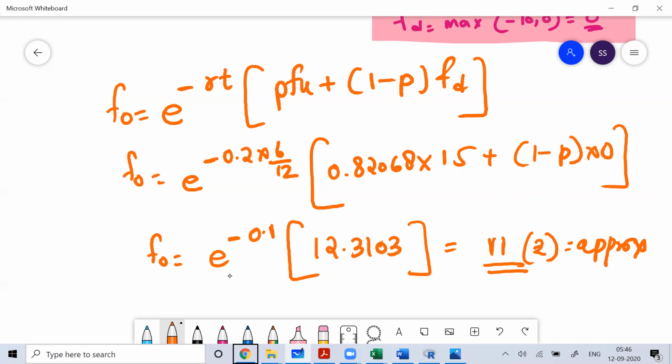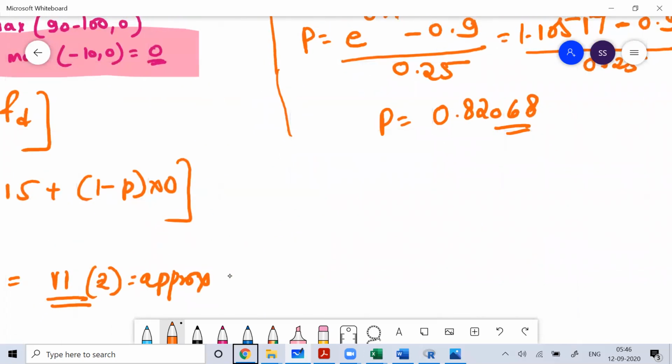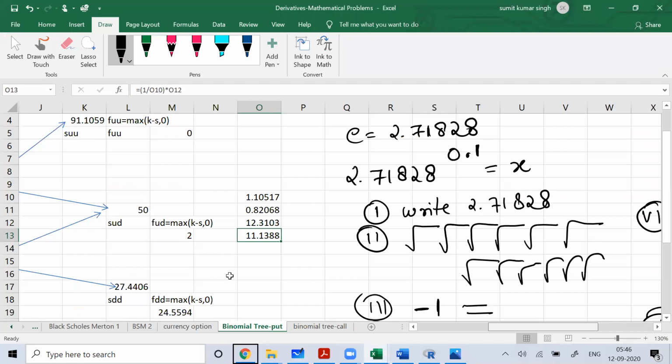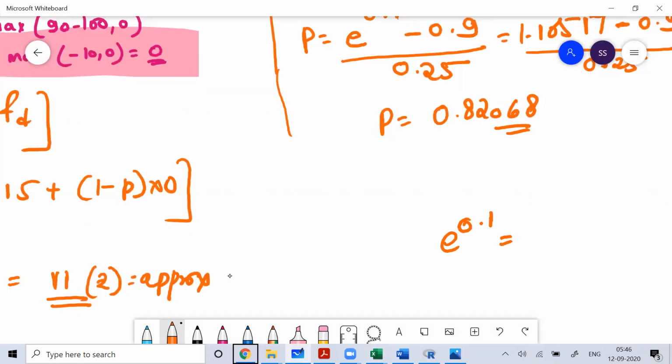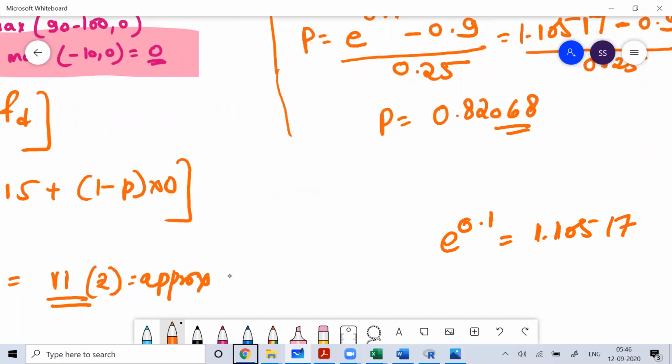Okay. So what is the value of e to the power 0.1? I have already explained how you can determine that value.